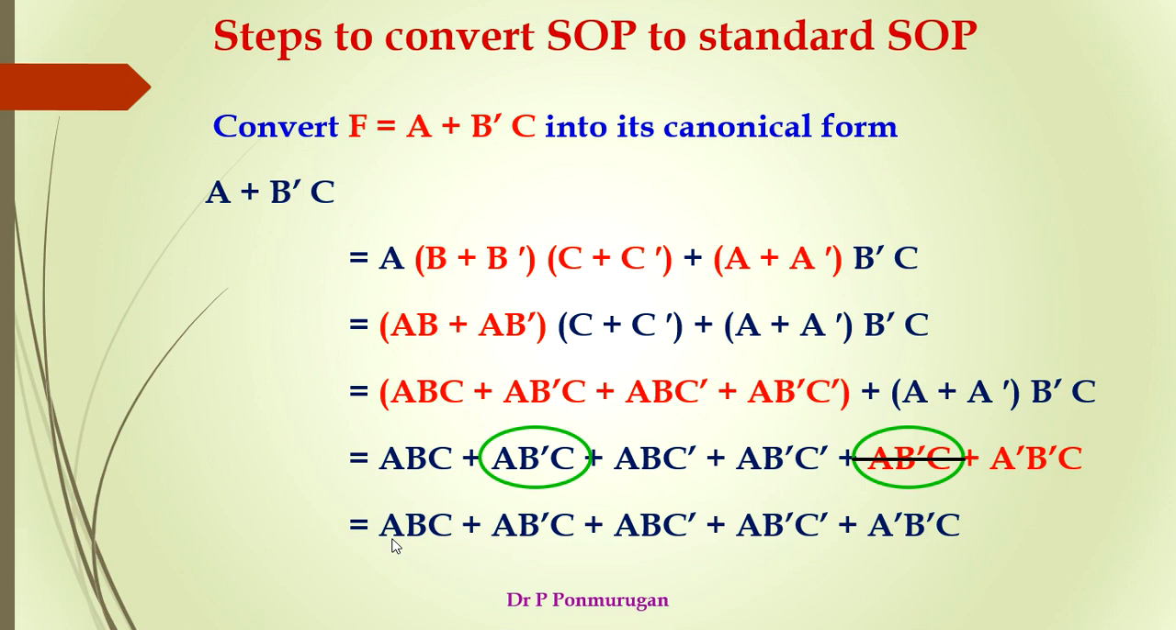Just check with this. Here we have 5 terms which are said to be the min terms, since each term has all the variables. So this is how we convert an SOP expression to its standard form of SOP.